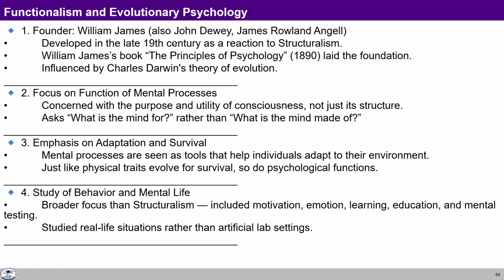Which basically drew from Darwin's theory of evolution. So it focuses on the function of mental process concerned with the purpose and utility of consciousness, not just its structure. So it asks what is the mind for rather than what is the mind made of. Okay, it was looking at the purpose. So they were not focusing on the very structure of the imagination, but they are looking at a particular trait if formed, then where it came from. So there was a lot of emphasis upon adaptation and survival. So mental processes are seen as tools that help individuals adapt to the environment. Just like physical traits evolve for survival, so do the psychological functions.